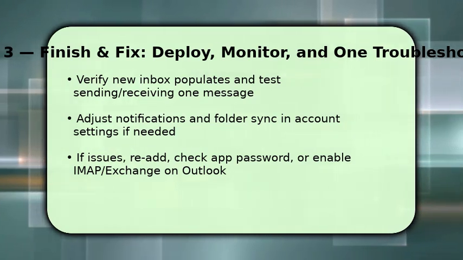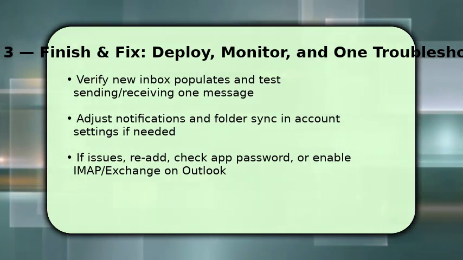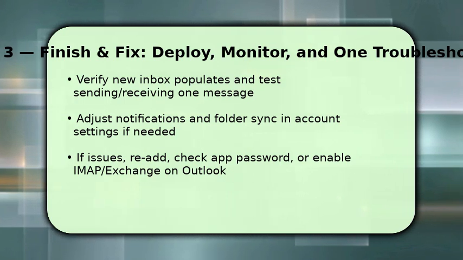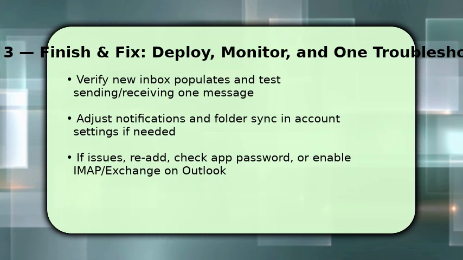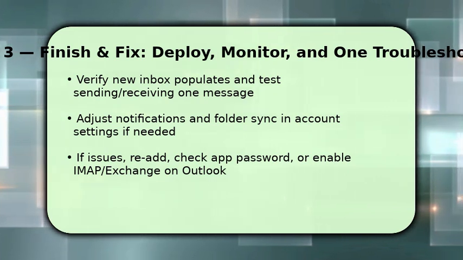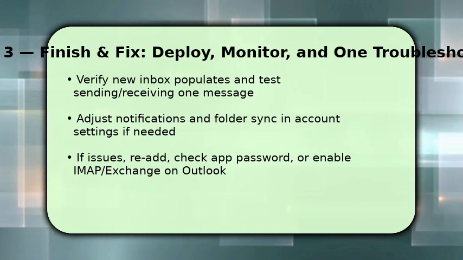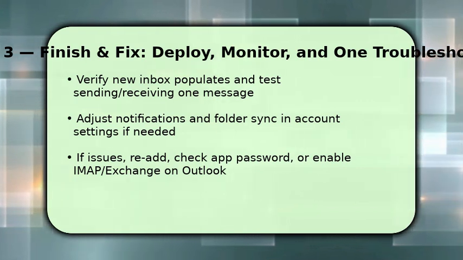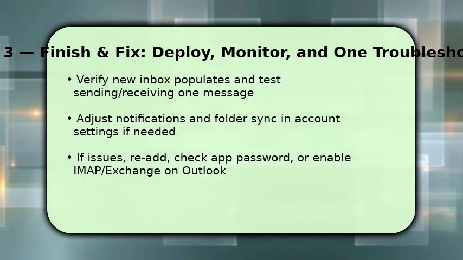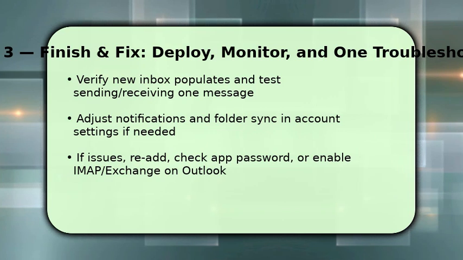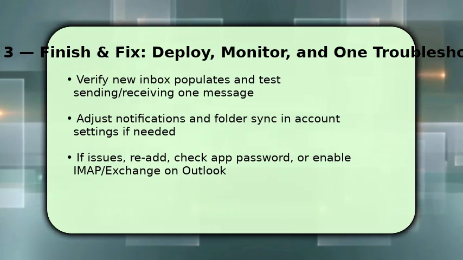If mail or contacts don't appear, open account settings in Gmail and tweak folder sync, notification preferences, or sync window. One key troubleshooting tip: if sign-in fails, create an app password or enable Exchange/IMAP in your Outlook account settings, then remove and re-add the account. If it's a work account, contact your admin for conditional access requirements or mobile device management.